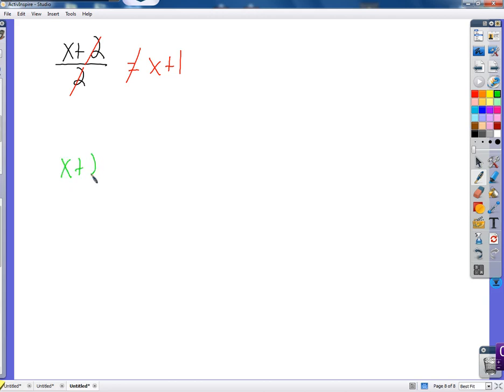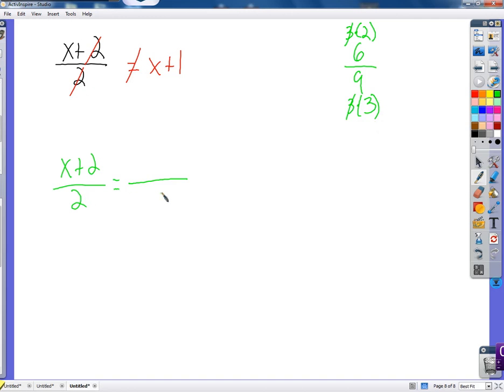Let's write it down again. X plus 2 over 2. Let's say we wanted to cancel this 2 with something up here. Okay? Maybe it's possible, but here's what would have to be true. We'd have to rewrite this in this way. Just like we had 6 over 9, we wrote this as 3 times 2 and 3 times 3, right? And then we were able to cancel this factor, 3, with this factor, 3. That's what we have to have, factors.